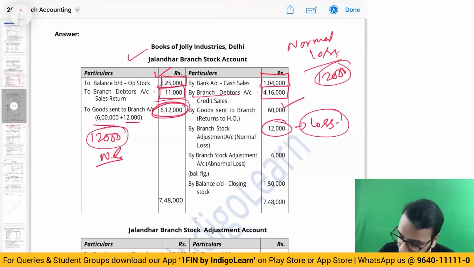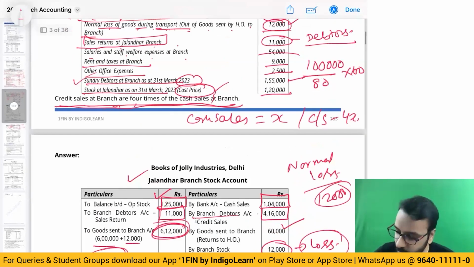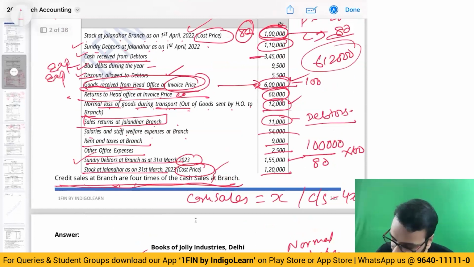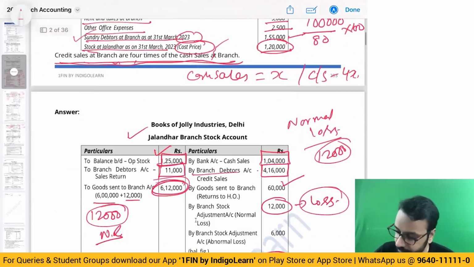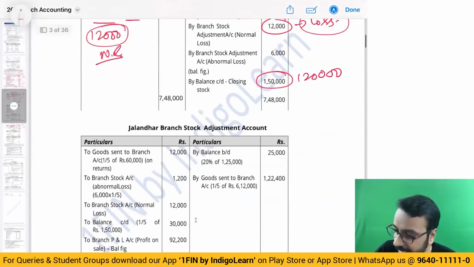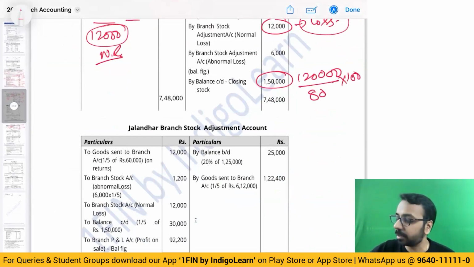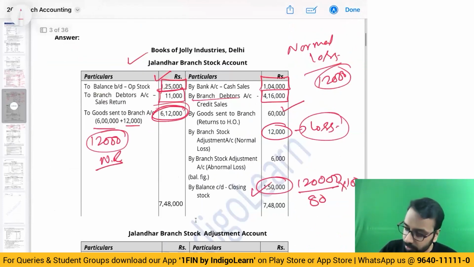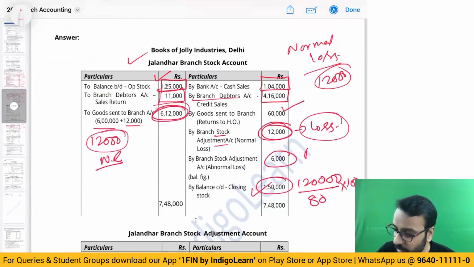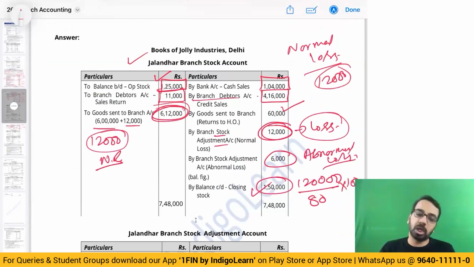Okay. Then the closing stock balance is 1,50,000, which is 1,20,000 divided by 80 multiplied by 100. So 120 divided by 80 multiplied by 100, if I do, I get 1,50,000. Right. Now 12,000 is the normal loss, and the balancing figure here is the abnormal loss, or you can just say loss. In the example that we saw in the study material, there was a gain. Here there is a loss.